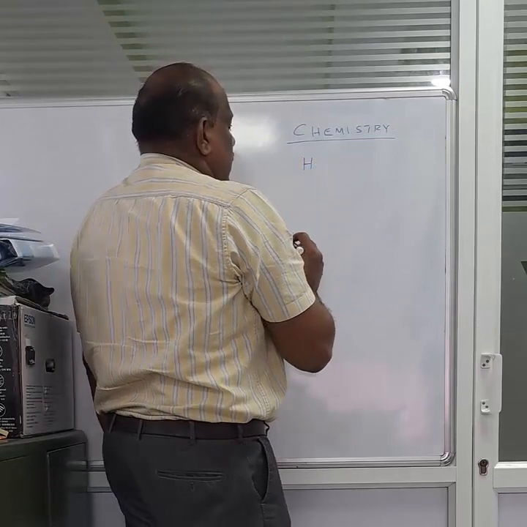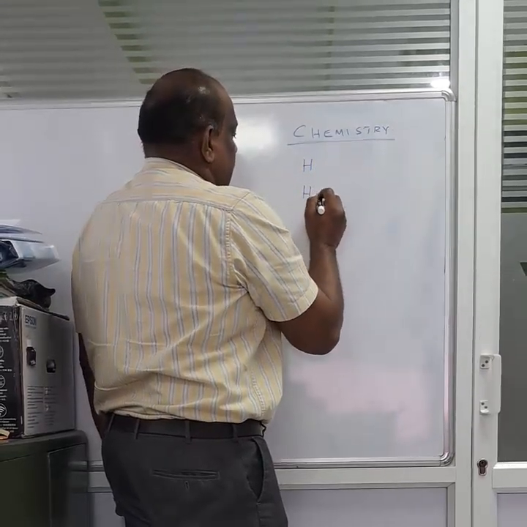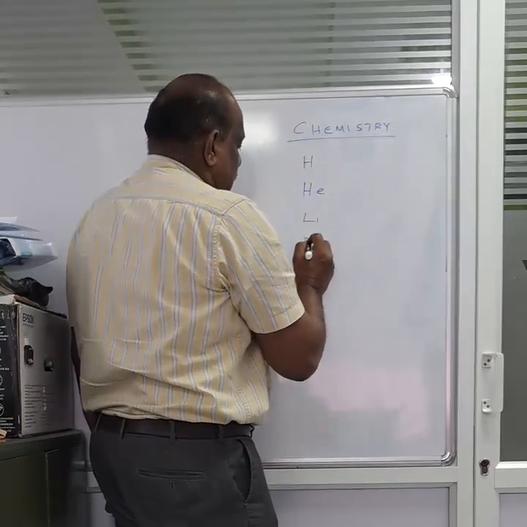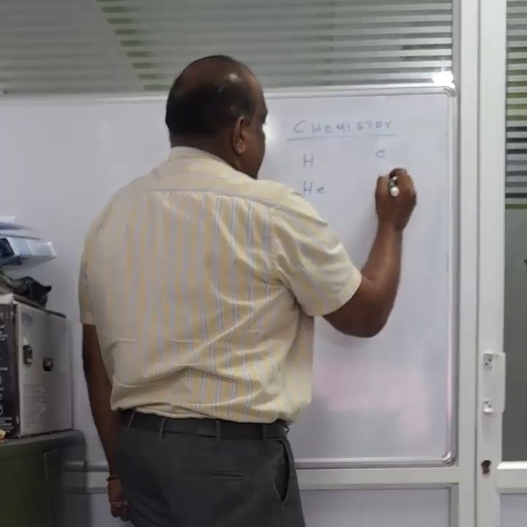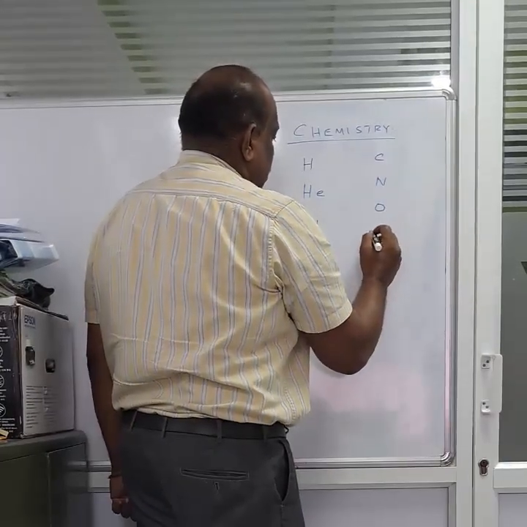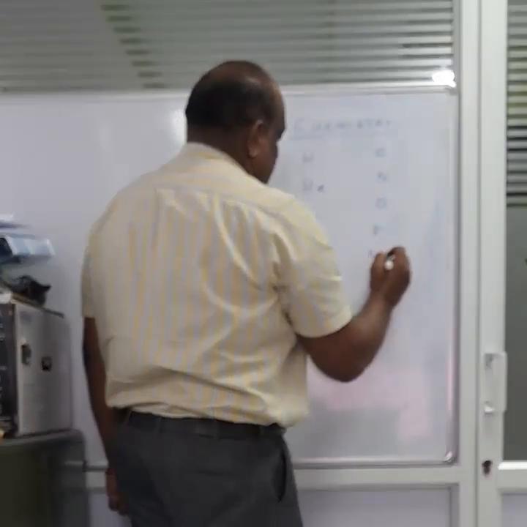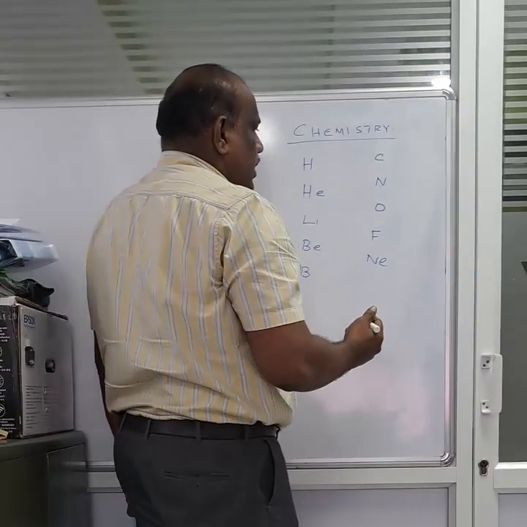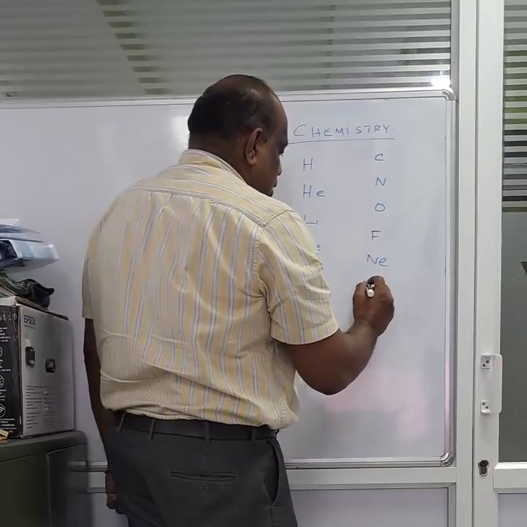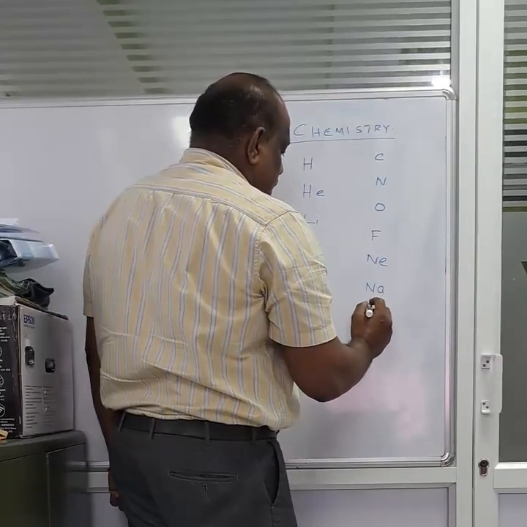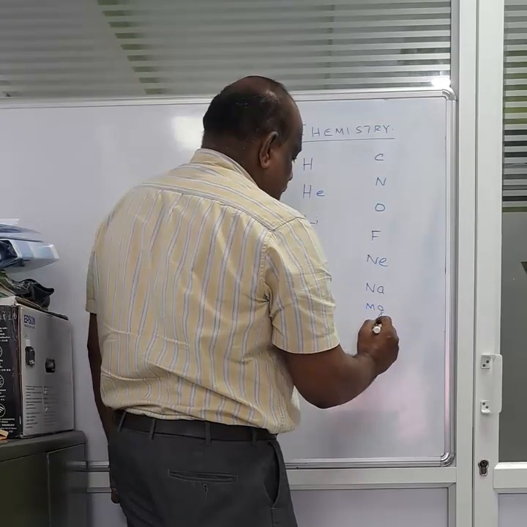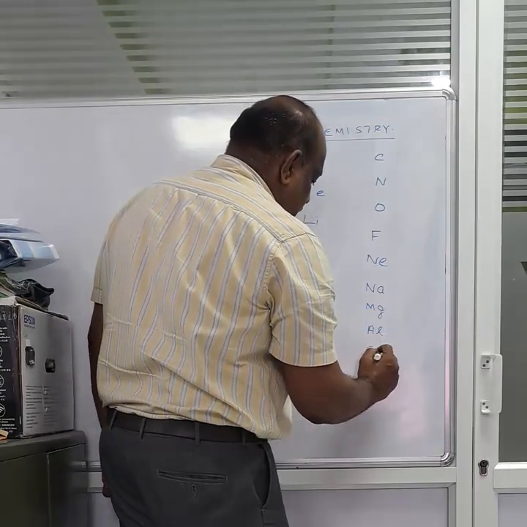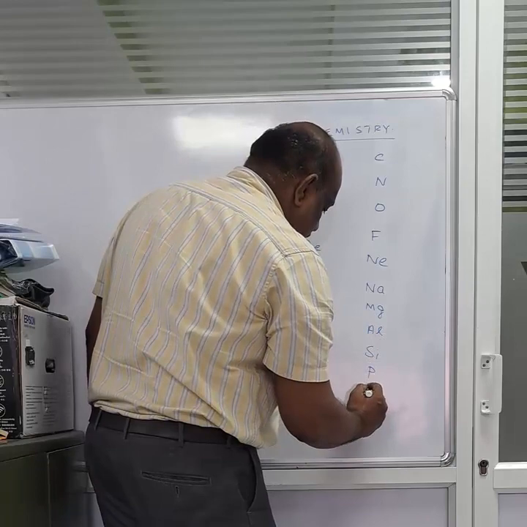So we know the elements are hydrogen, helium, lithium, beryllium, boron, carbon, nitrogen, oxygen, fluorine, neon. And also let us try to go up to 20 elements. So it is sodium, then we will be having magnesium, aluminum, silicon, phosphorus, sulfur.